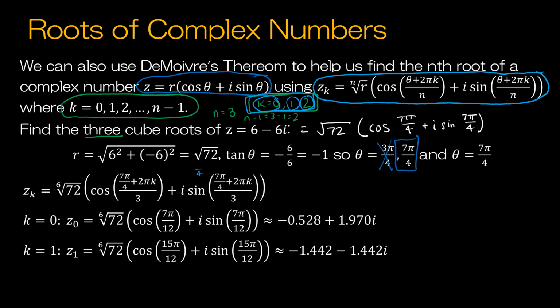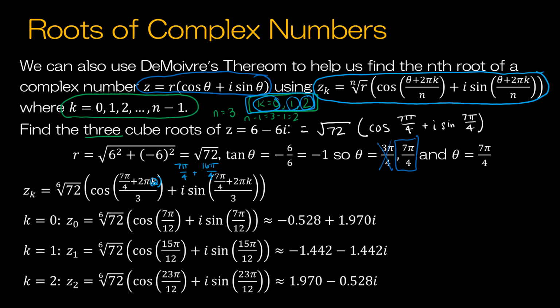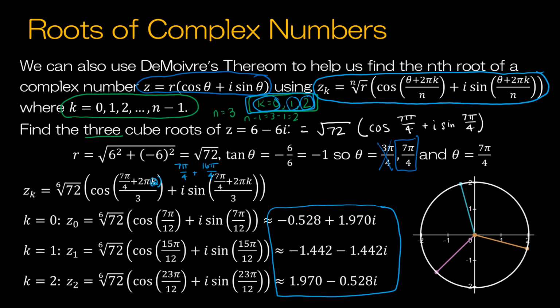And then again, I'm doing the same thing, now replacing k with 2. So now I'm taking 7 pi over 4 plus 4 pi. 4 pi would be 16 pi over 4. And then adding those together, I get 23 pi. And then we can see I've got all of my values. And interestingly enough, if you are to graph these, this is what the graph looks like, with the circle. The radius of the circle is the 6th root of 72.